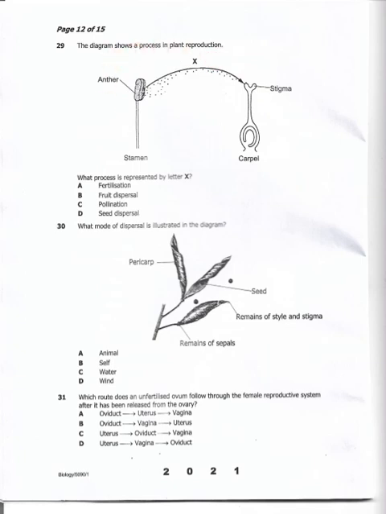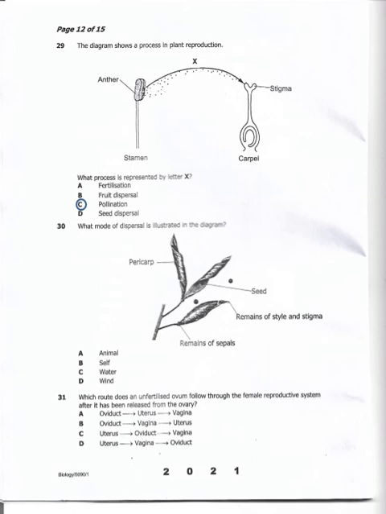So our answer here will be pollination. Remember, pollination is the transfer of pollen grains from the anther to the stigma. So here don't be fooled by fertilization. Our answer is C.